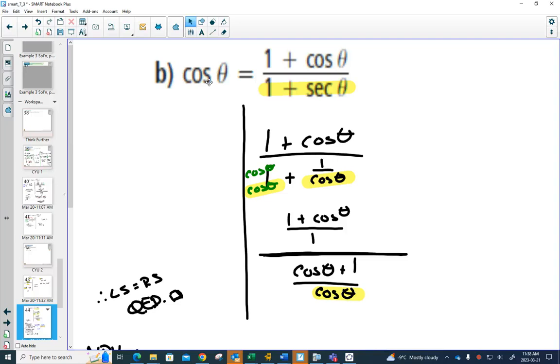All right, questions for this one are 4, 8 and 9, but the proof part's only and 11.